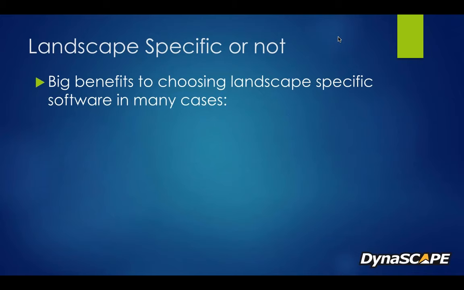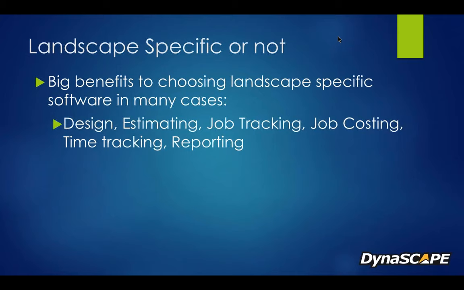Some of the big benefits to choosing landscape specific software in many cases include software for design, estimating, job tracking, job costing, time tracking, and reporting. These are some of the biggest needs of software for landscape. There's best-in-class accounting software already. Almost 80% of the landscape industry for small businesses use QuickBooks in some variation, whether it's QuickBooks Desktop or online, and whether it's QuickBooks Pro or QuickBooks Contractor for doing the accounting.